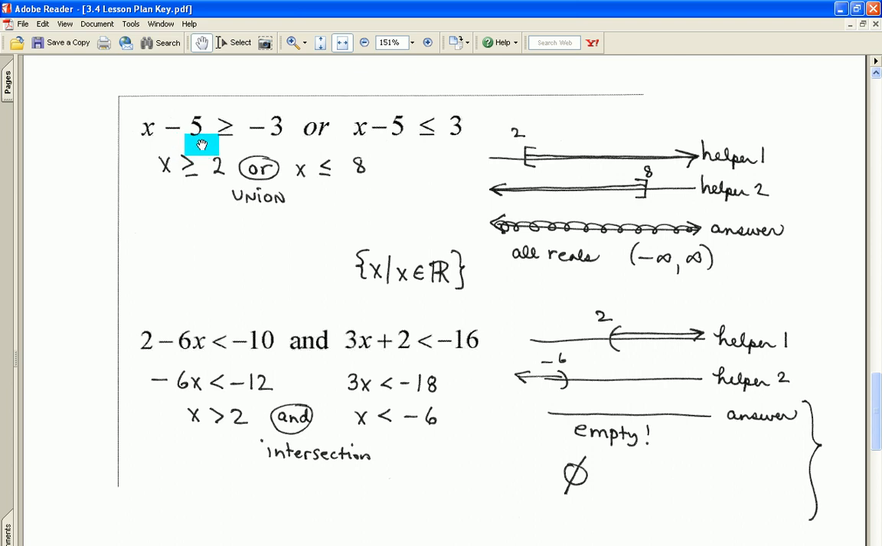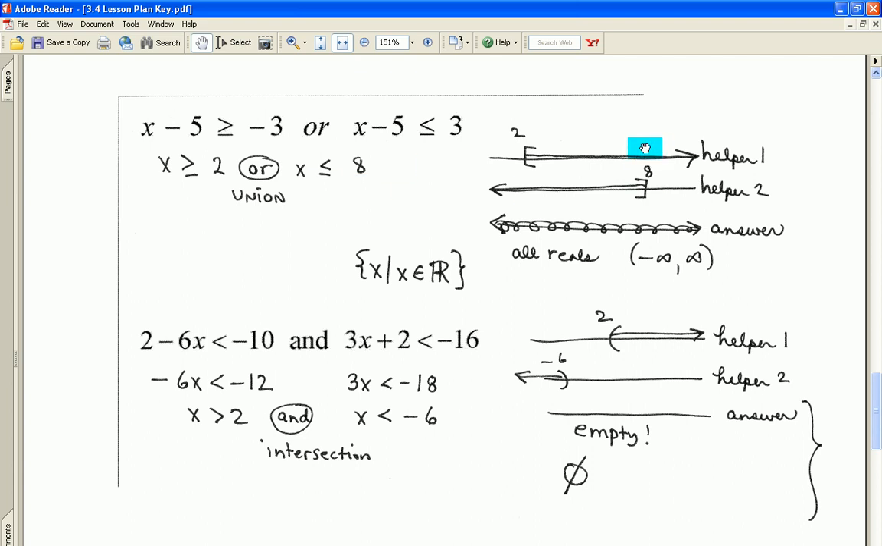So I add 5 to both sides of the inequality, giving me x is greater than or equal to 2. OR is in the middle. I get x alone here by adding 5, therefore x is less than or equal to 8. I put the first solution set on helper graph 1, so I bracket 2 because of the equals, and I shade to the right.